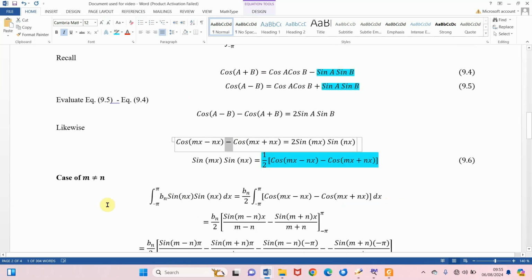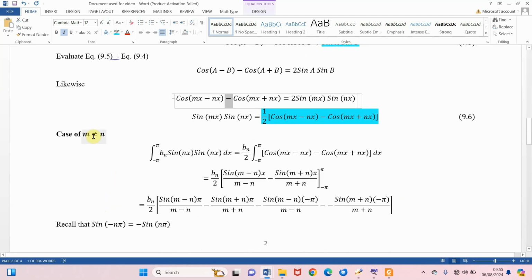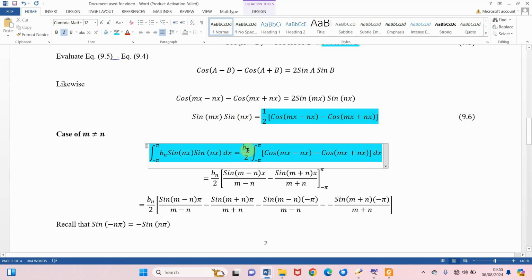Okay, so let's consider the first case, that is when m is not equal to n. When m is not equal to n, instead of evaluating this integral here, we can easily come back and deal with bn/2. Then this 1/2 will come here. Then we have, of course, nx, we have this. If you integrate cos mx plus minus nx, then you have this expression.